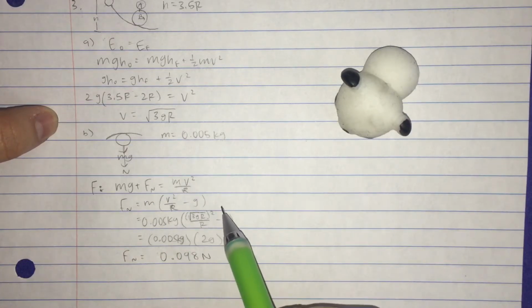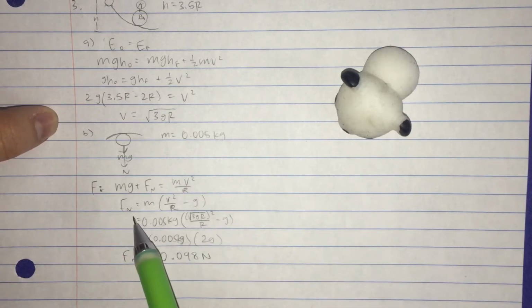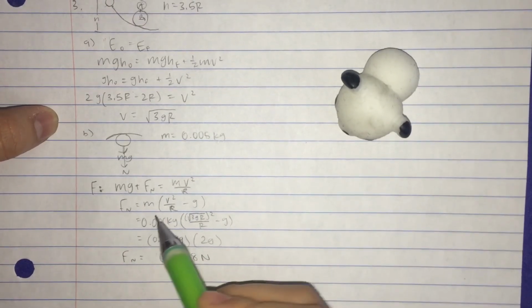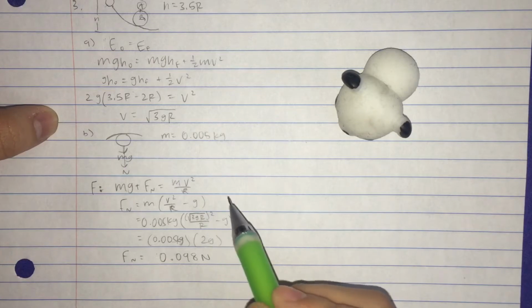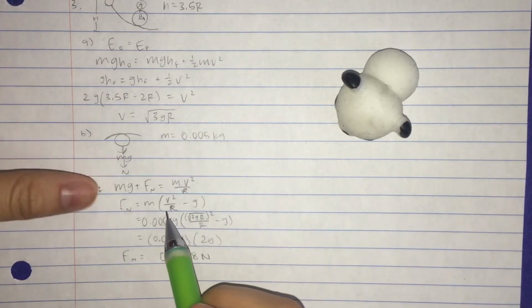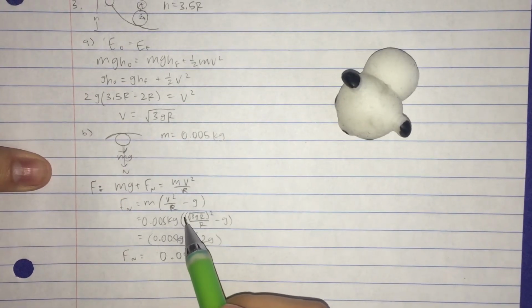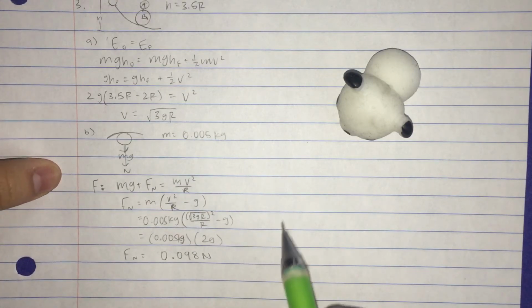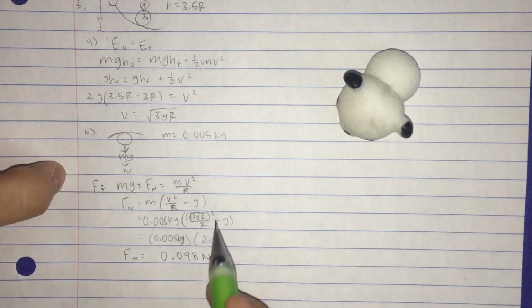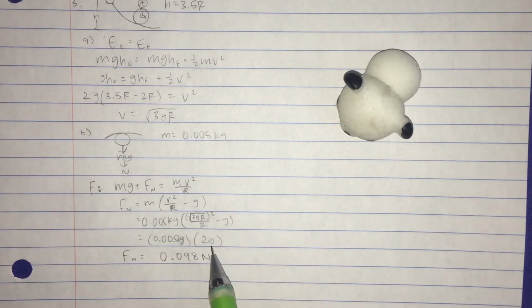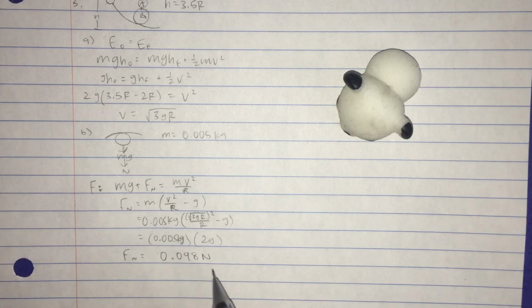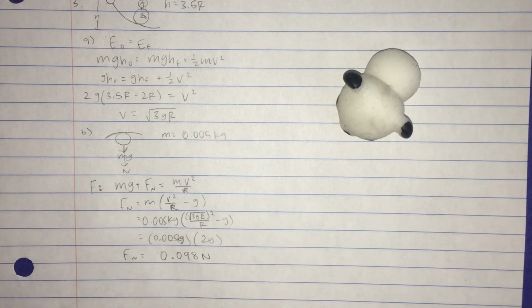squared over r. And then when we solve for normal force, we'll get m times v squared over r minus g. And then you can plug v in, and we don't know r, but when we plug v in, the r's will cancel. And then you will get 3g minus g, which is 2g, and then when you multiply 2g times 0.005 kilograms, you should get 0.098 newtons.